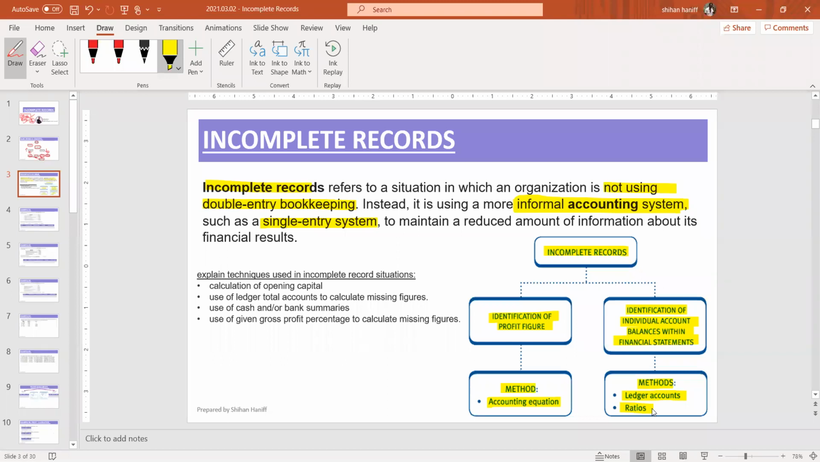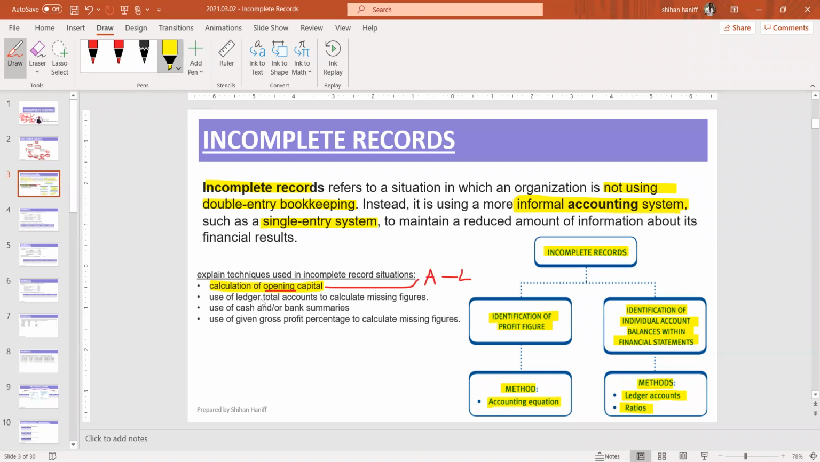If you want to do the questions in incomplete records, you need to know some important things. One is calculating the capital. How do you calculate the capital? Capital is equal to assets minus liabilities. So you need to know how to calculate the opening capital.